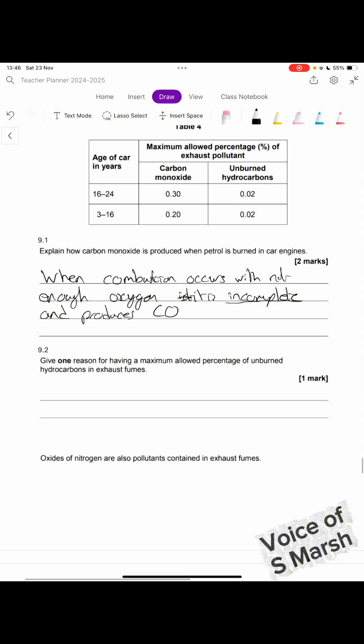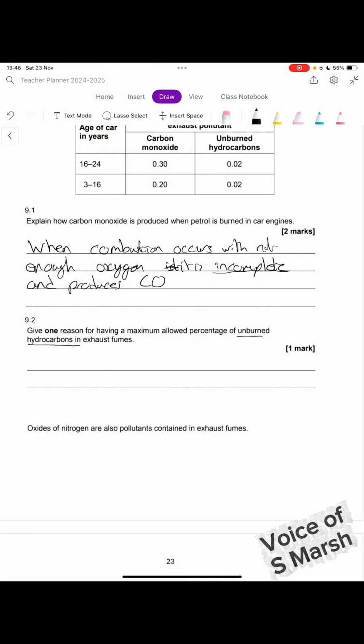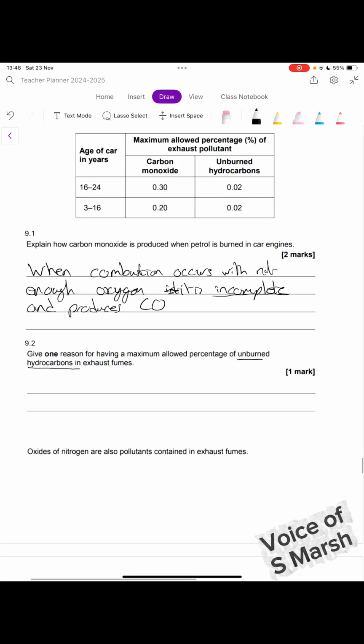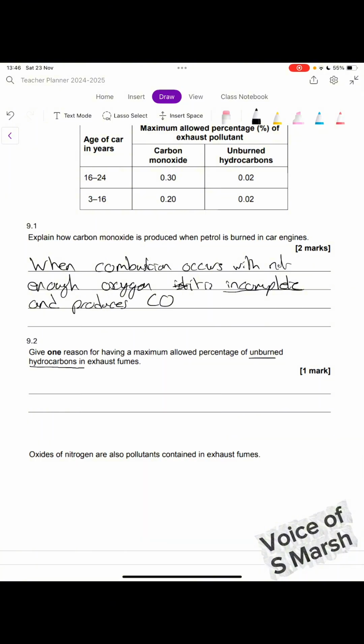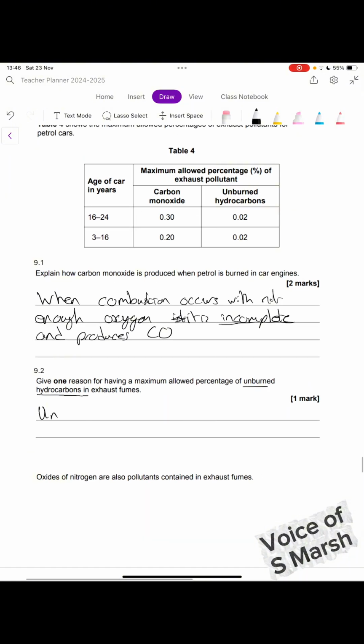Okay, so incomplete. Give one reason why having a maximum allowed percentage of unburned hydrocarbons in exhaust fumes. People read this question wrong all the time. People read this question to say, give one reason why having a low amount of carbon monoxide is important. It wasn't about carbon monoxide, it was about unburnt hydrocarbons. And this comes up in the atmosphere topic for pollution. And there's a whole variety of different things you could say about unburnt hydrocarbons.